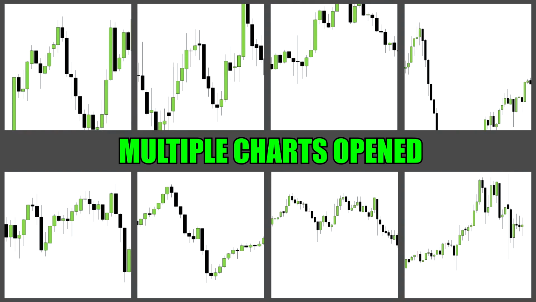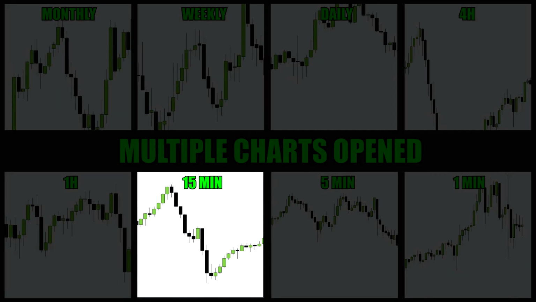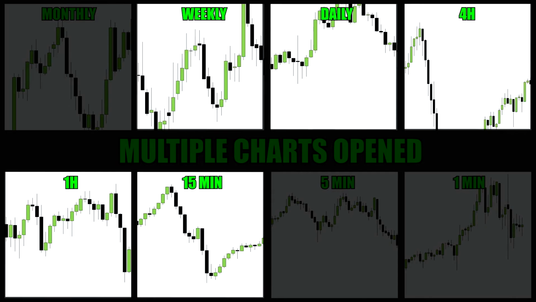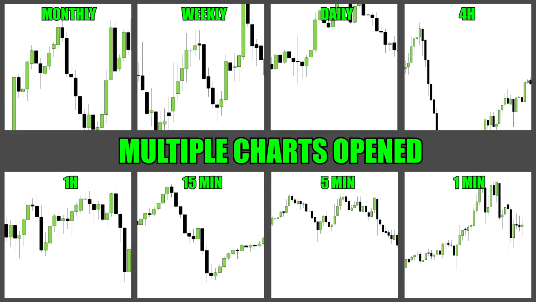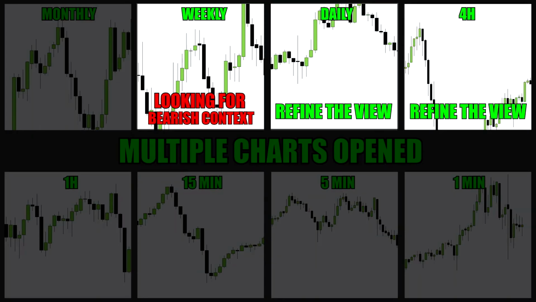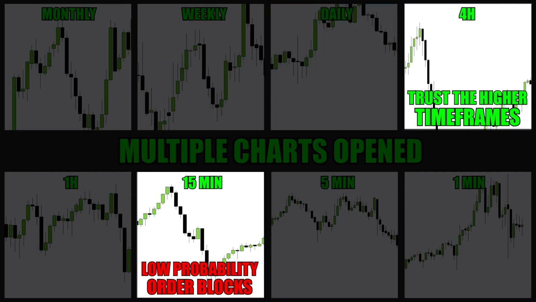Imagine that you've got multiple charts open: monthly, weekly, daily, 4-hour, 1-hour, 15-minute, 5-minute, and 1-minute. If you're identifying order blocks on the 15-minute chart, don't blindly assume they're strong zones unless they line up with key levels on higher time frames like the 1-hour, 4-hour, daily, or even weekly charts. In our case study, we began by analyzing the weekly chart, which showed a clear bearish context. From there, we zoomed into the daily and 4-hour charts to refine our view. But what we didn't do is immediately trust a 15-minute order block that happens to show up below the 4-hour one. Why?